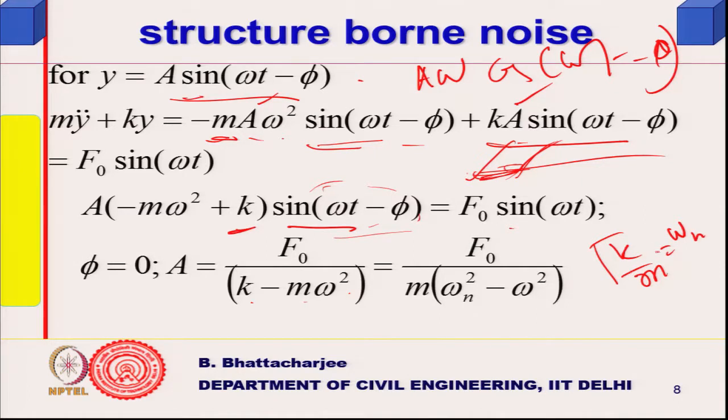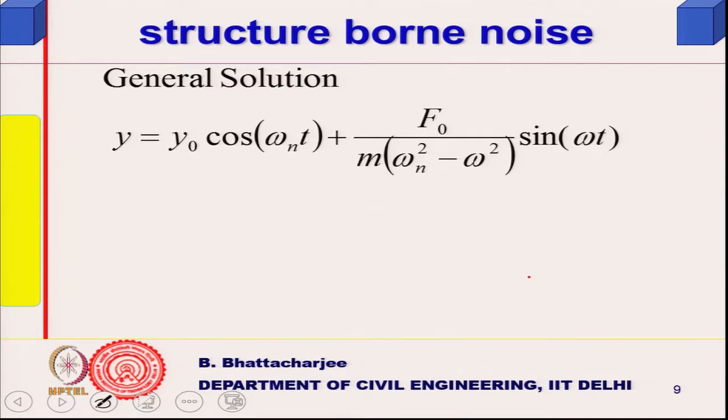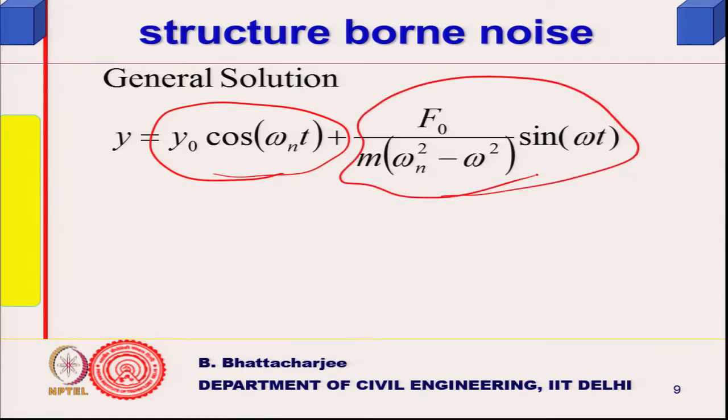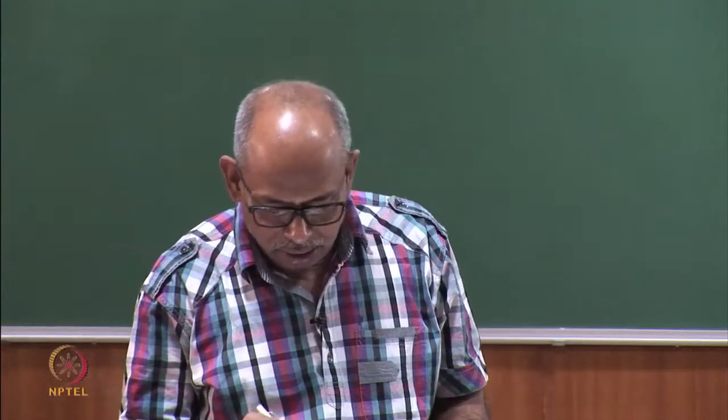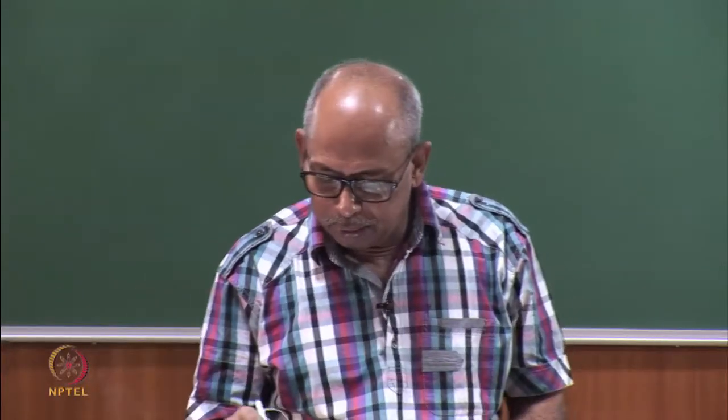So, k is nothing but m omega n square. So, k, this is k and there was m here. So, I can take m out. So, it is something like this. So, a is this, and the general solution therefore would be y 0 cos omega n t, that is for the natural frequency part of it, and this is because of the forcing frequency, right. So, what we are saying is that we assume that they are in phase. When they are in phase, that is the worst situation, and f 0 upon omega n minus omega, sin omega t.